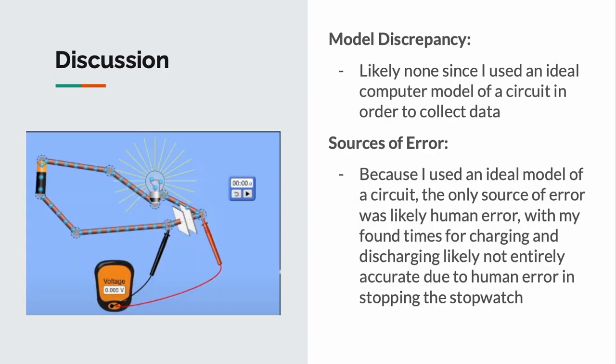For discussion: model discrepancy, likely none, since I used an ideal computer model of a circuit in order to collect the data. Sources of error: because I used an ideal model of a circuit, the only source of error was likely human error with my found times for charging and discharging, likely not entirely accurate due to human error in stopping the stopwatch.